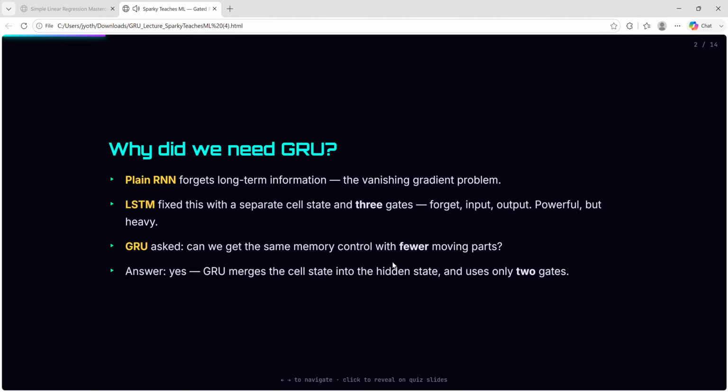GRU asked a simple question: can we get the same memory control with fewer moving parts? And the answer was yes. GRU merges the cell state into the hidden state itself, and it uses only 2 gates instead of 3.